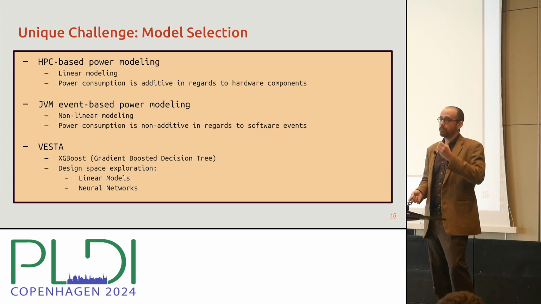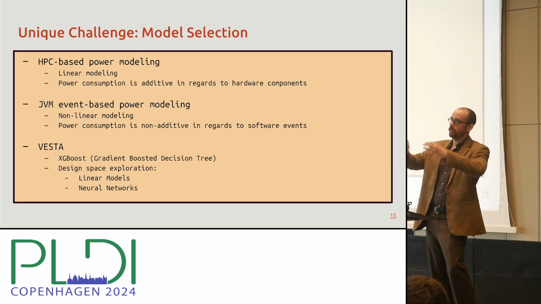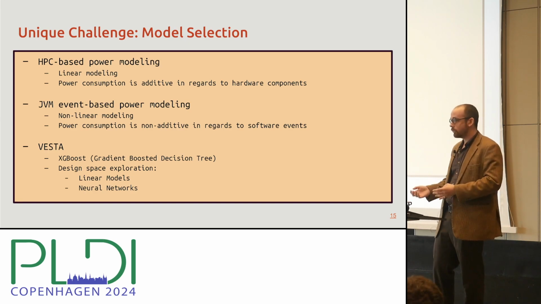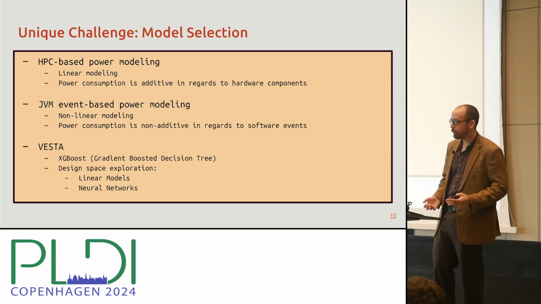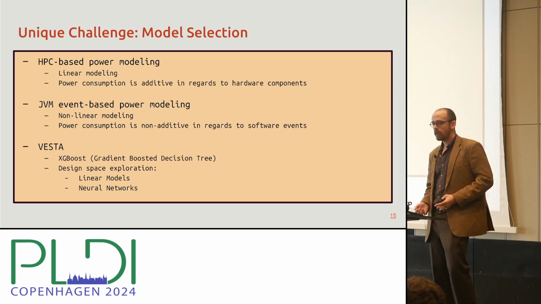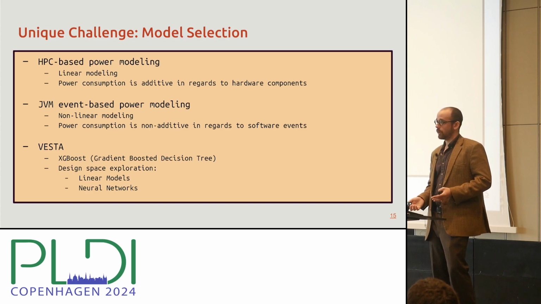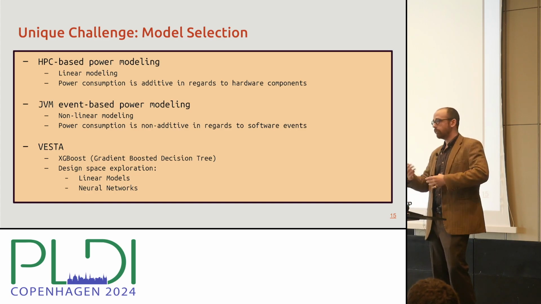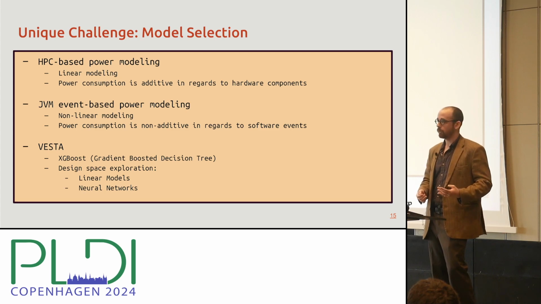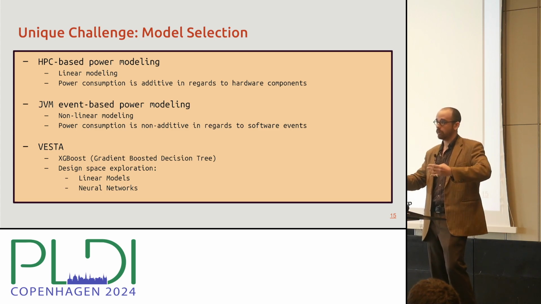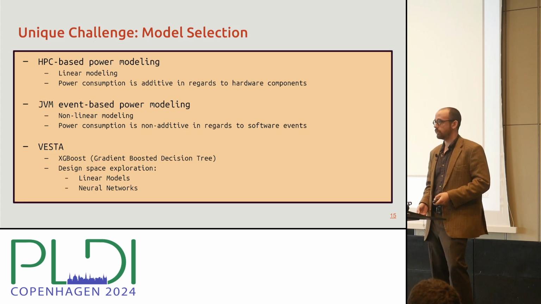Okay? So at the end of the day, we had to choose a nonlinear model in the form of a decision tree. So for VESTA, we used XGBoost, which is a gradient boosted decision tree, and it worked quite well for our data set. We also explored using linear models and neural networks, which you can find in the paper on how that went, not particularly well, as opposed to the decision tree.